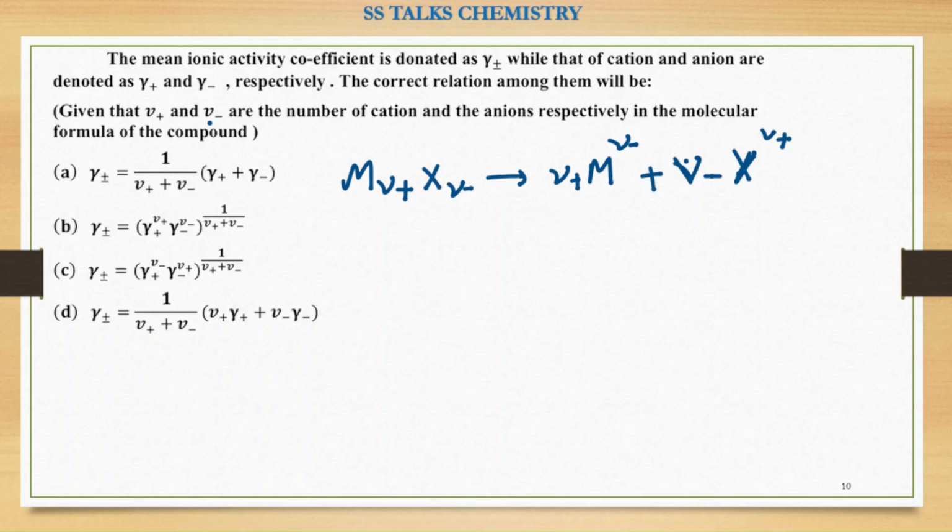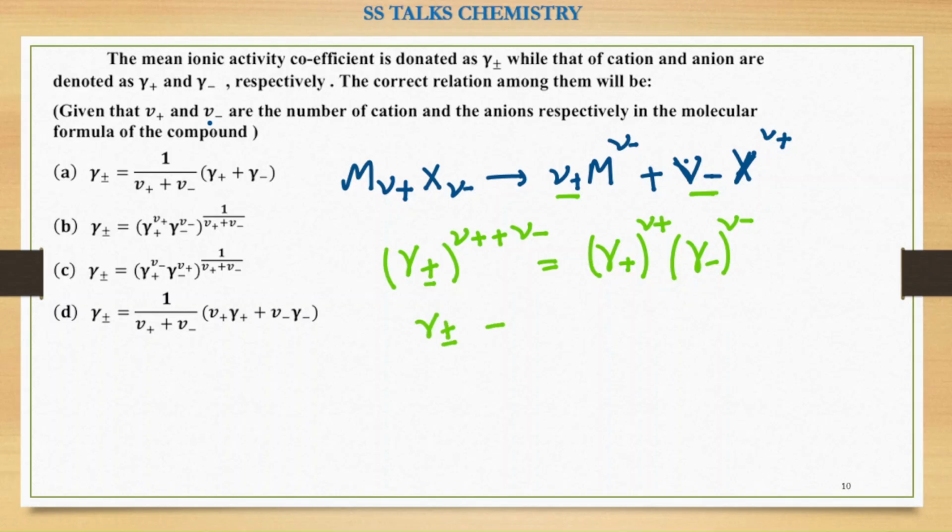So here, if we want to write the mean ionic activity coefficient, that is gamma plus-minus, all of this will be raised to the sum of the stoichiometries of the cationic as well as the anionic part, that is mu positive plus mu negative. This is equal to the activity coefficient of the cation raised to the power of its stoichiometry, into the activity coefficient of the anion raised to the power of its stoichiometry, right?